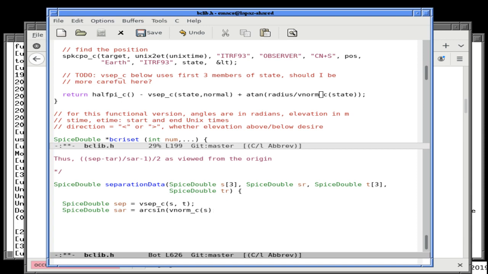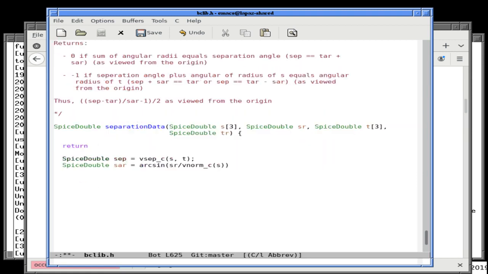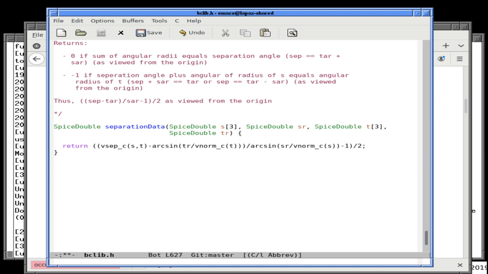Now let me make sure I got this right. The angular radius is going to be the opposite, which is the radius, over the hypotenuse, which is the distance. So the radius is going to be this. And guess what? I'm going to snowball this sucker, because we don't even have to use these things twice. So it's going to be this minus arcsine of TR over vnorm_c of T, that whole thing over arcsine of SR over vnorm_c of S, minus one, and the whole thing over two. And boy, if this works, I'm going to be insanely surprised. Okay.